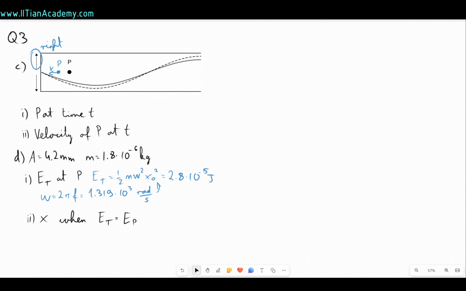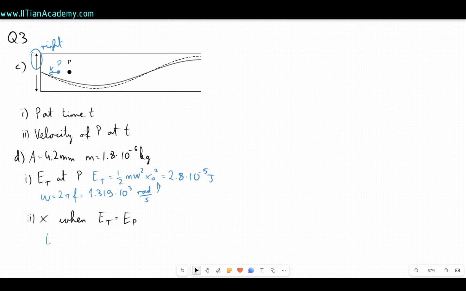And then in part D2, we need to calculate the displacement of P when its kinetic energy is equal to its potential energy. So when they are both equal to each other, we know that the total energy is kinetic plus potential, but if they are equal to each other, it means that they're both halfway to the total energy. So kinetic energy is half of total energy and potential energy is half of total energy. As when we add those two together, we will get total energy and they are equal to each other.